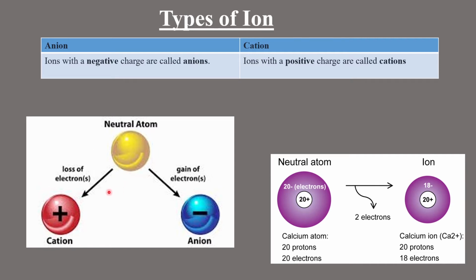Did you notice that we are talking about the loss or gain of electrons, not protons? Because the number of protons is the identity of the element and will never change in a chemical reaction. It is only electrons that will be added to or removed from an atom during a chemical reaction.